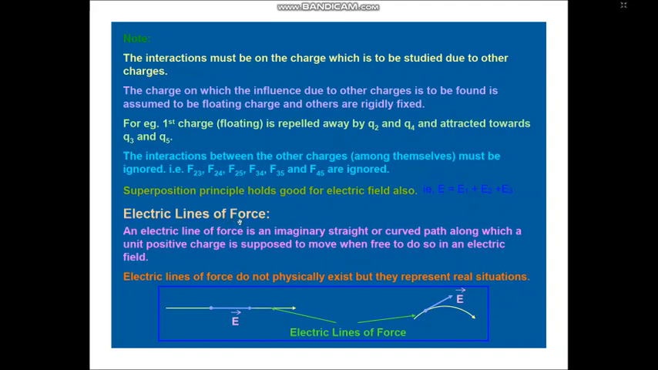Definition of electric lines of force. An electric line of force is an imaginary straight or curved path along which a unit positive charge is supposed to move when free to do so in an electric field. Electric lines of force do not physically exist, but they represent real situations.